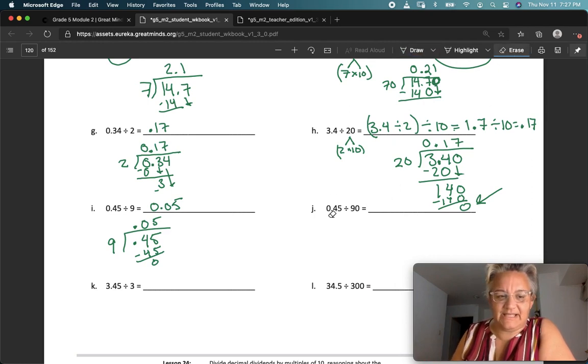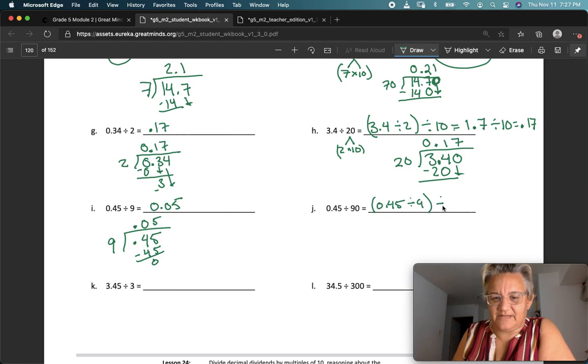Now here they kept the same number and they only added the 0 on the 9, so they didn't change any decimals on this one. This will be 0.45 divided by 9 divided by 10 equals 5 hundredths divided by 10, which equals 5 thousandths. Okay, let's try that.